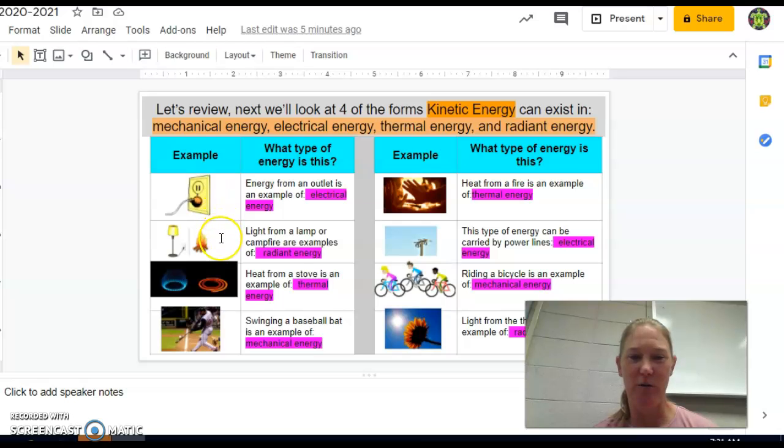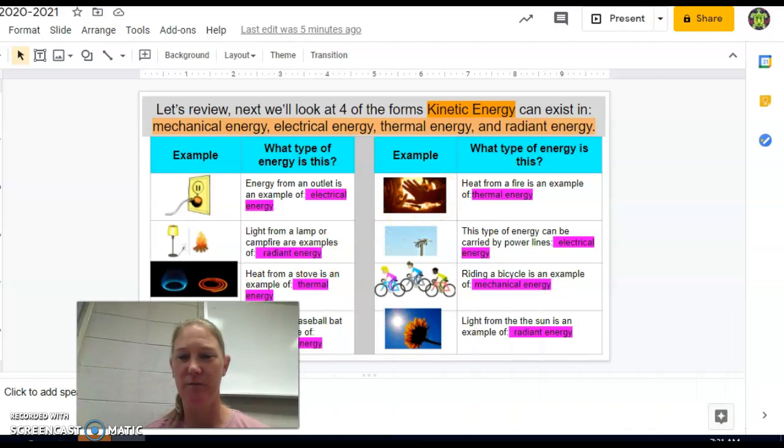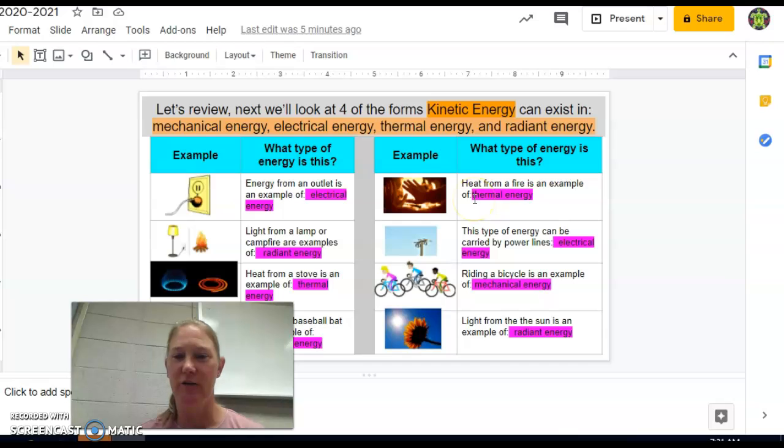Light from a lamp or campfire are examples of radiant energy. Heat from a stove is an example of thermal energy. Swinging a baseball bat is an example of mechanical energy. The second column, heat from a fire is an example of thermal energy. This type of energy can be carried by power lines. We're speaking about electrical energy.